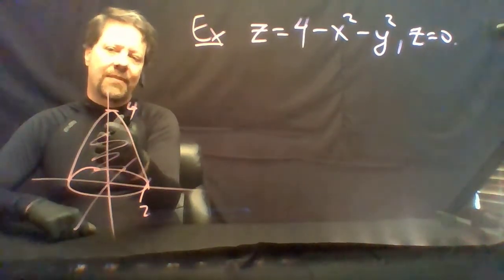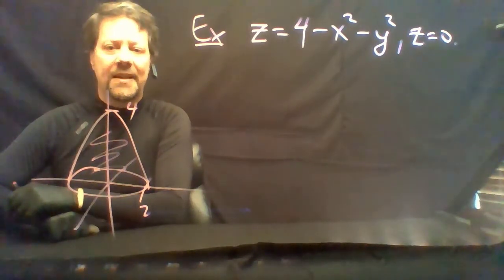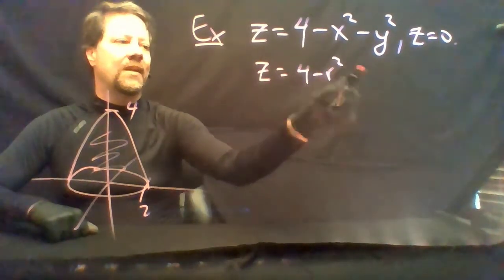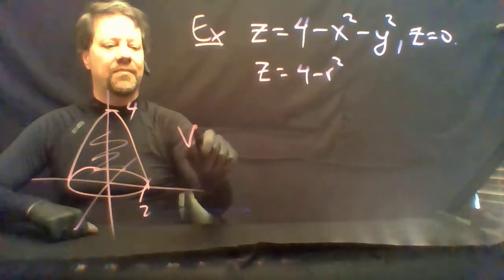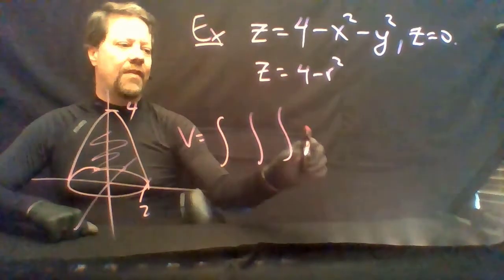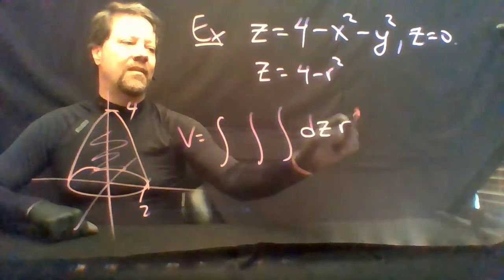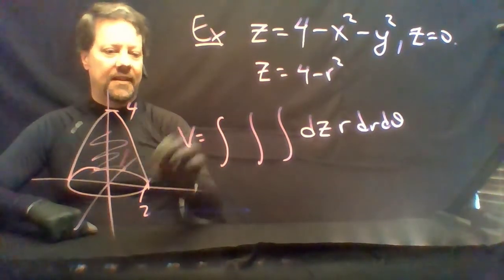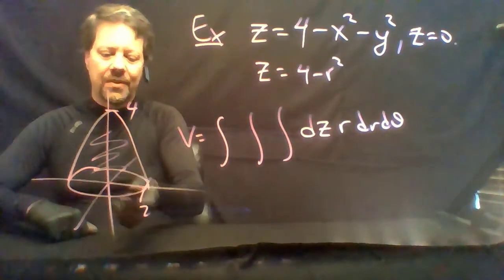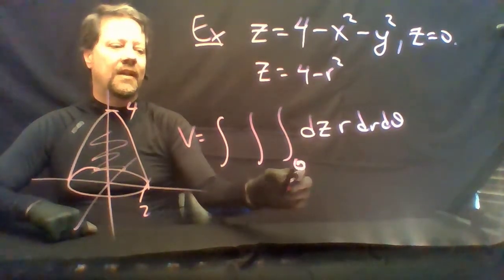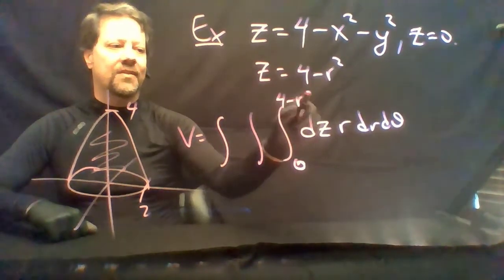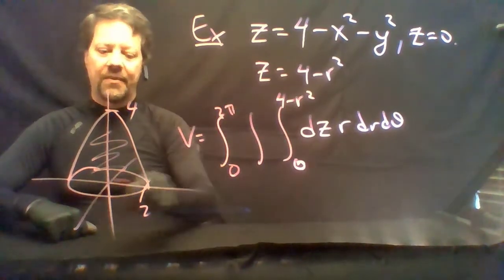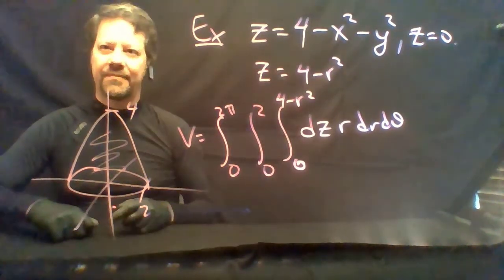This has rotational symmetry around the z-axis. It's probably best to use cylindrical coordinates. So we'll write z equals 4 minus r squared versus z equals 0. The volume element is dz r dr d theta. The lower surface is z equals 0, and the upper surface is z equals 4 minus r squared. Theta will go from 0 to 2 pi, and the radius will go from 0 to 2.